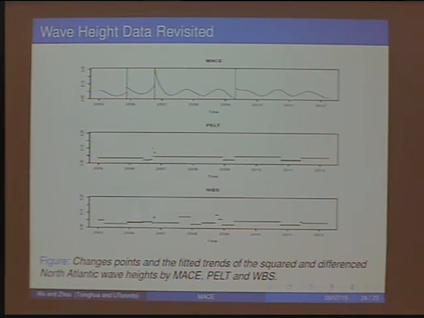Definitely, you can debate about this. But the final note I want to make is about H-smooth. The H-smooth result is not listed here because the time series is more than 60,000 in length. H-smooth doesn't give us results because the software they provide cannot deal with a time series of this length. The length is so long for them.